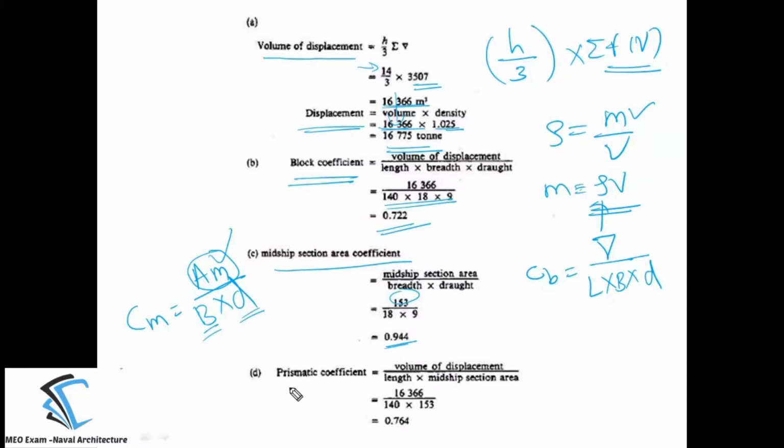The fourth sub question is the prismatic coefficient. That is the volume of displacement divided by the length of the ship and the actual midship area, that is AM, which is given as 153, into length, that is 140 into 153. The actual volume we have already calculated here. Substitute here, and you will get the prismatic coefficient.